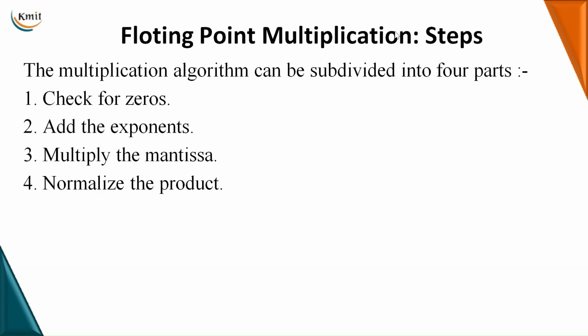So coming to the steps of the floating point multiplication algorithm, it is divided into four parts: check for zeros, add the exponents, multiply the mantissa, and normalize the product. So there are four steps. In the first step you check the operands for zeros, in the second you add the exponent part of your data, next you multiply the mantissa part of your data, and finally the result has to be normalized using a normalization technique.